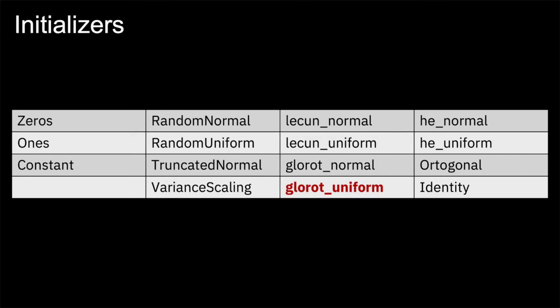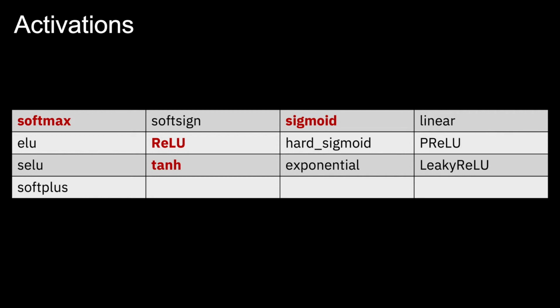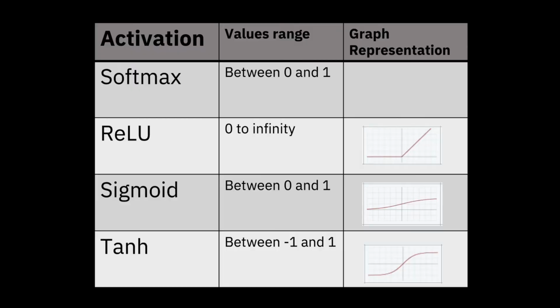Next question. We saw the ReLU and sigmoid activation functions. What other activation functions could I use? The Keras documentation lists 13 activation functions. The ones I've seen mentioned the most are softmax, ReLU, sigmoid, and tanh. The important part to know about is the range of values returned by the activation function. Softmax returns values between 0 and 1, ReLU returns values between 0 and infinity, sigmoid returns values between 0 and 1, and tanh returns values between -1 and 1.